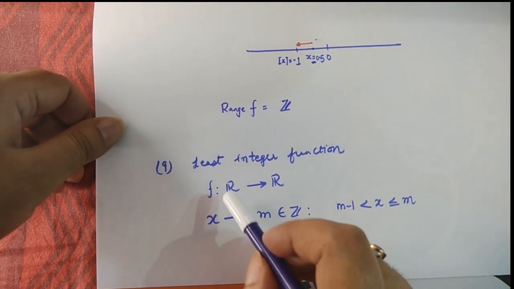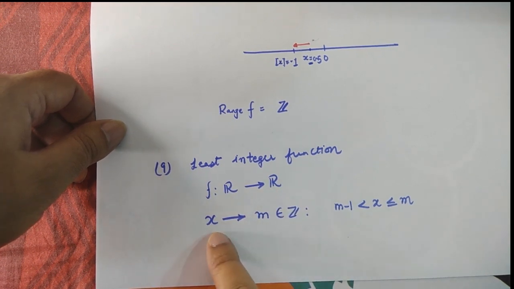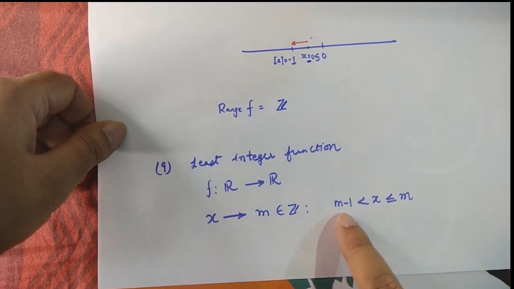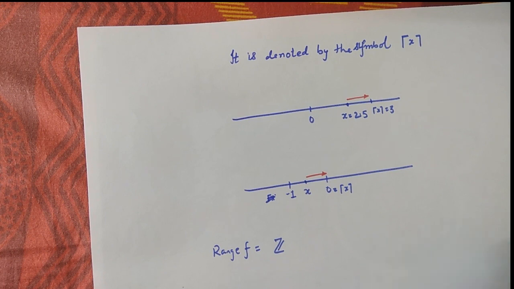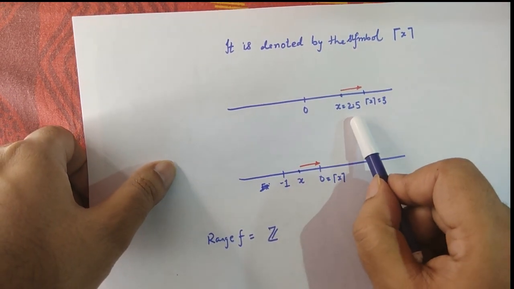Now let us consider what is called the least integer function. f is a map from R to R. x gets mapped onto a number m belonging to the set of integers such that m minus 1 is strictly less than x and x is less than or equal to m. So basically, in order to find the least integer function of a number x, we look at the set of all integers which are greater than or equal to x, and from that set of integers we choose the smallest one. For example, let us consider the least integer function of the number 2.5.